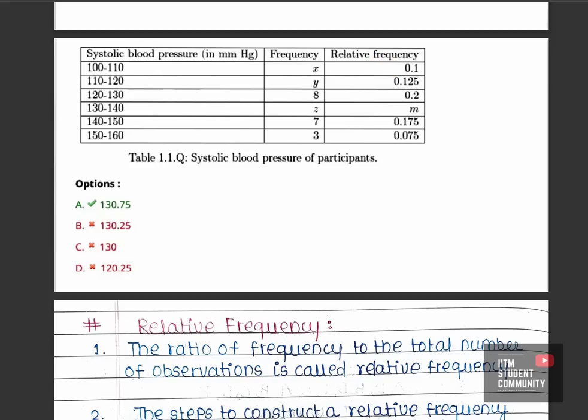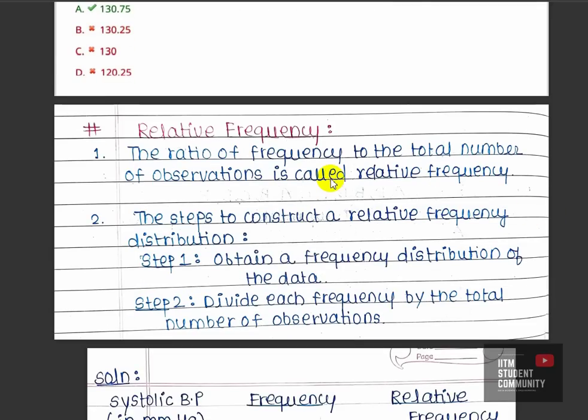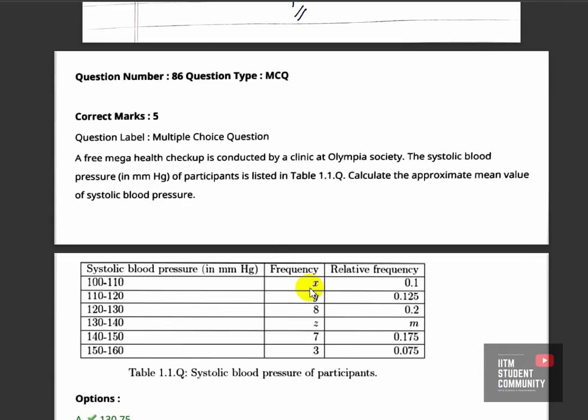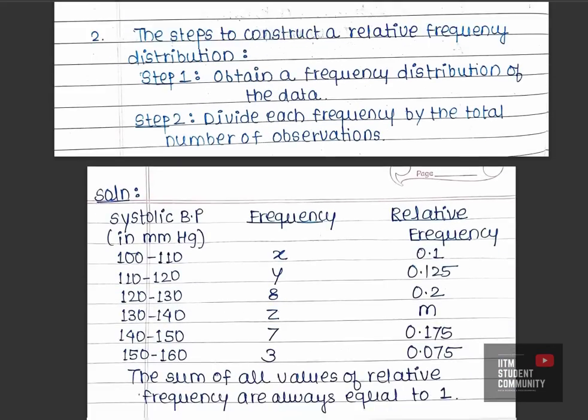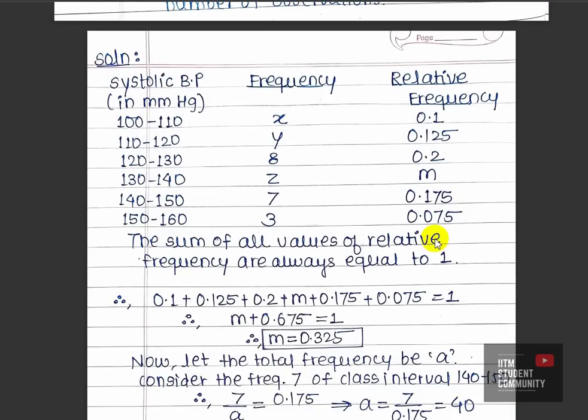Now first we'll see what relative frequency is. The ratio of frequency to the total number of observations is called relative frequency. First we'll try to find out the total number of frequencies. For that we'll use the formula of relative frequency. As you can see, we have made the table. Now there is this property of relative frequency that the sum of all the values of relative frequency is always equal to 1. From that we get the value of m, which equals 0.325.